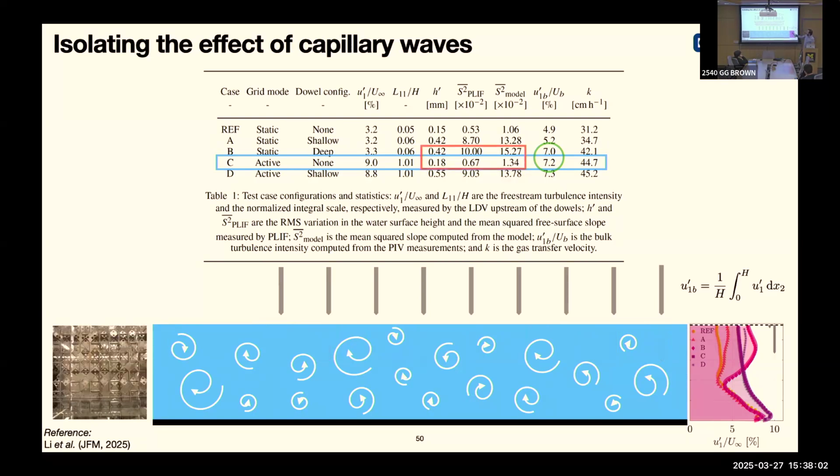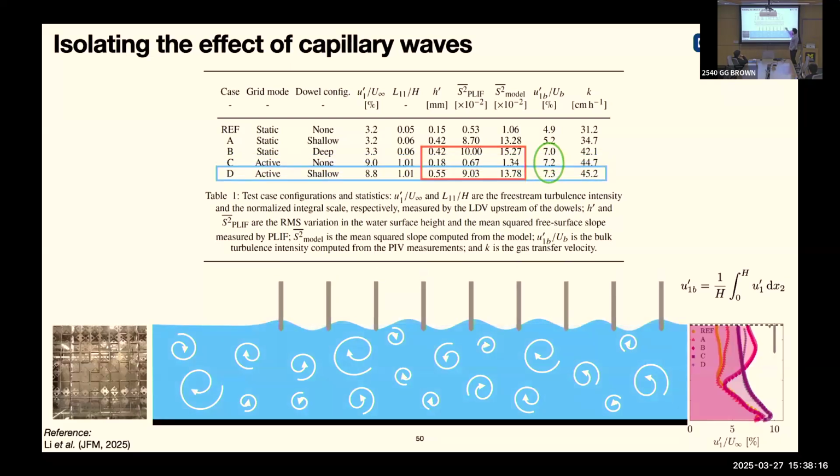You can see that the surface is very different. For instance, when we had the dowels deep, the surface slope was 15, now it's 1. So this is closer to when we had nothing going on at the surface than it is to when the dowels were in the water. And then the last case, we just put everything going.